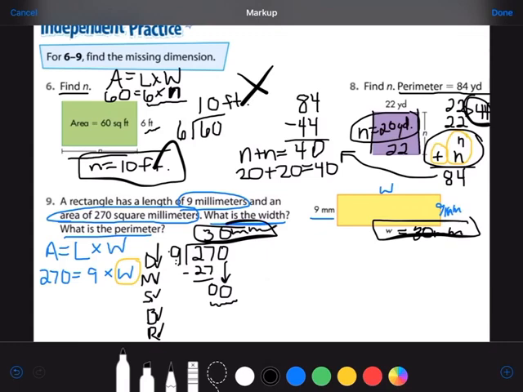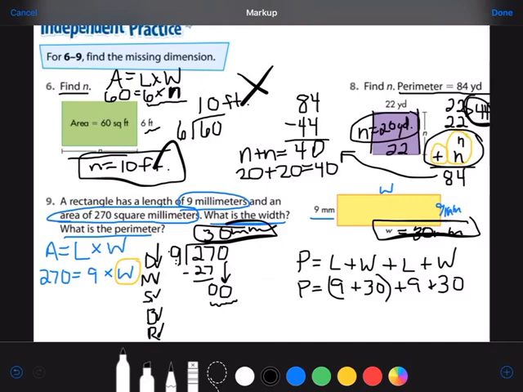Okay, but they still want to know the perimeter. Okay, we can do this. Perimeter is equal to length plus width plus length plus width. So that's 9 plus 30 plus 9 plus 30 will give me my perimeter. Well, I guess I'll do 9 and 30 and 9 and 30, right? I'll do 39 plus 39.